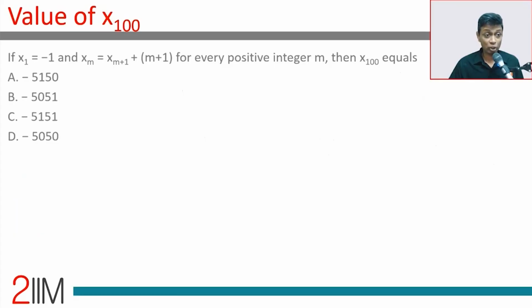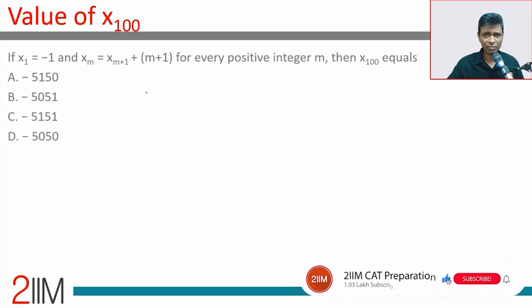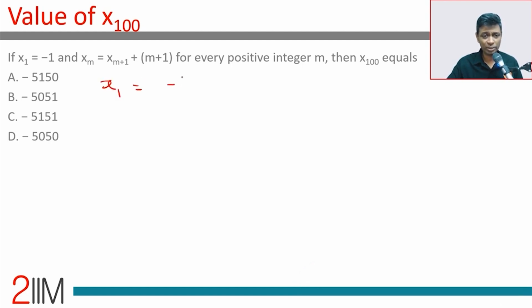X1 is minus 1. Xm is xm plus 1 plus m plus 1, for every positive integer m. Let's do this. All of these questions, a simple pattern should emerge. X1 is minus 1. X1 is x2 plus 2. Minus 1 is x2 plus 2. X2 is minus 3.